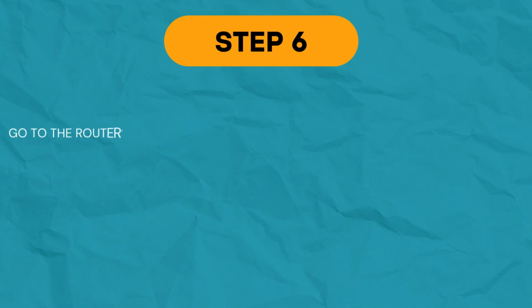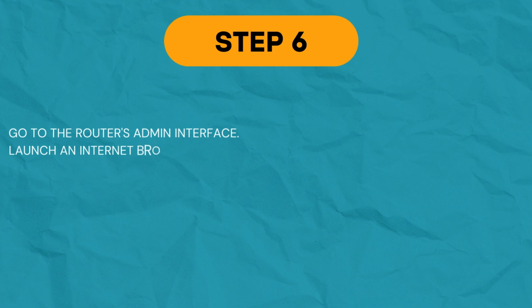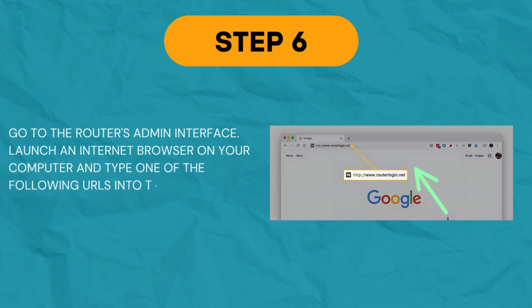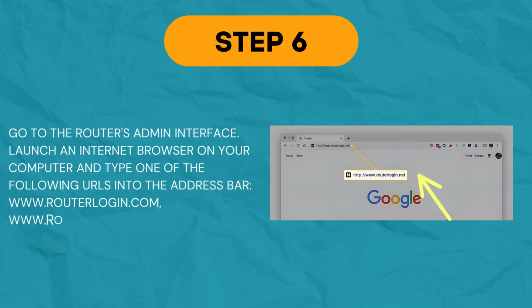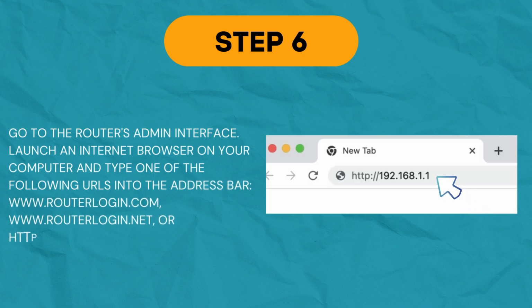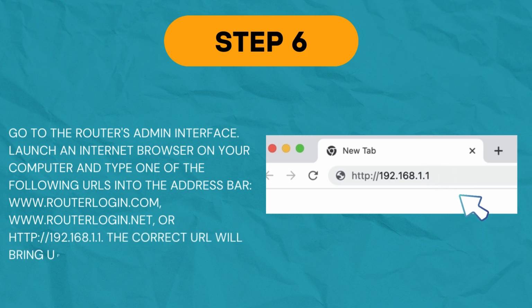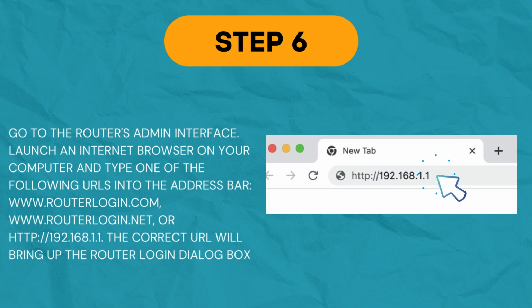Step 6. Go to the router's admin interface. Launch an internet browser on your computer and type one of the following URLs into the address bar: www.routerlogin.com, www.routerlogin.net, or http://192.168.1.1. The correct URL will bring up the router login dialog box.